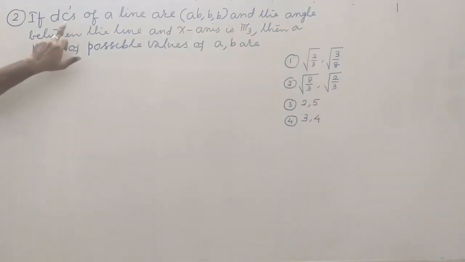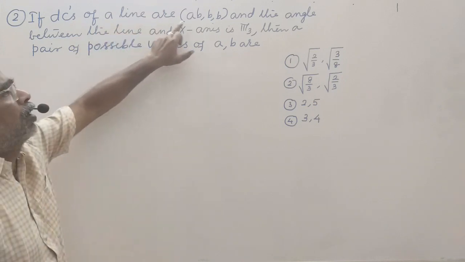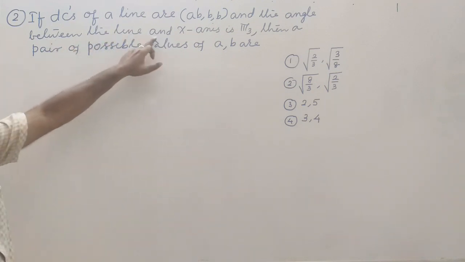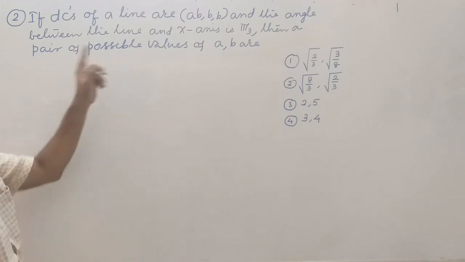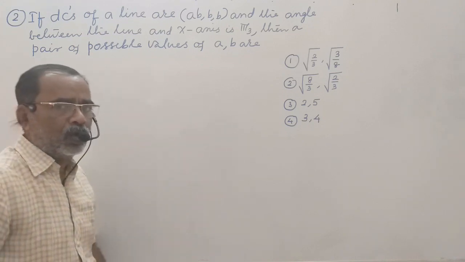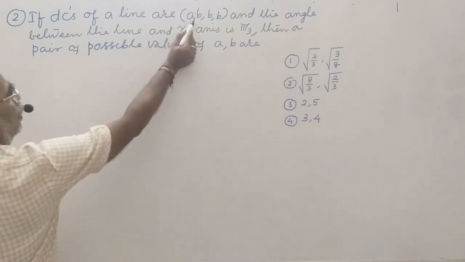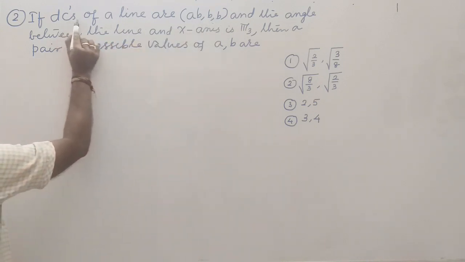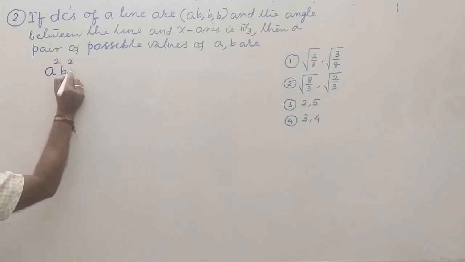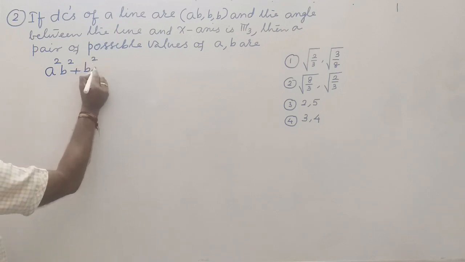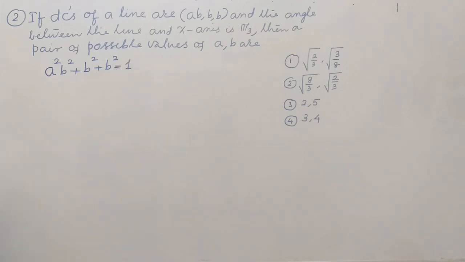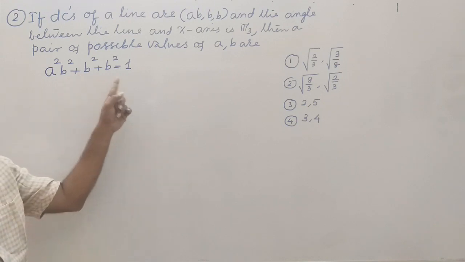Question number 2. If direction cosines of a line are a b, b, and the angle between the line and x-axis is pi by 3, then find a possible pair of values of a and b. So to find a and b, here it is given that ab, b are direction cosines of a line. Since they are direction cosines of a line, we know that the sum of the squares is equal to 1. Because if l, m, n are DCs of a line, then l square plus m square plus n square is 1.